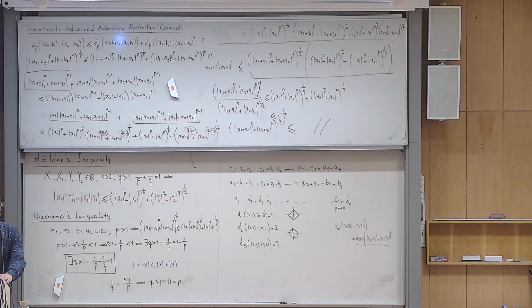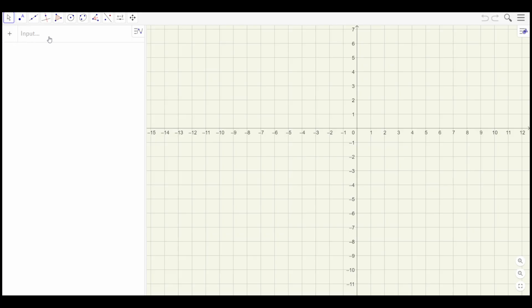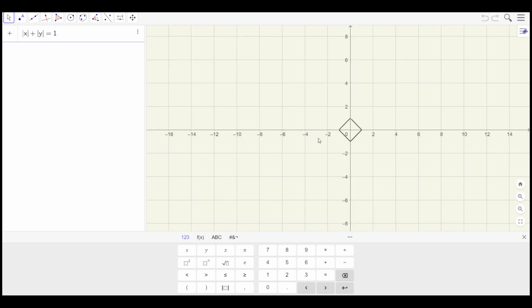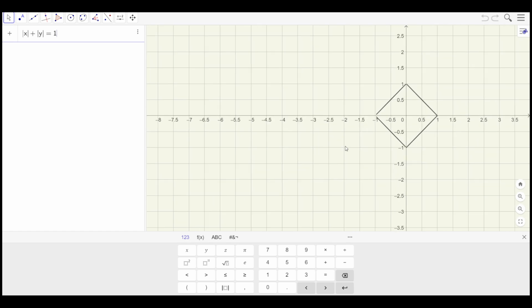So if I go to GeoGebra, let me just draw ABS of x plus ABS of y equals 1. And that is the circle, that is the square. Let me make it a little bit bigger.